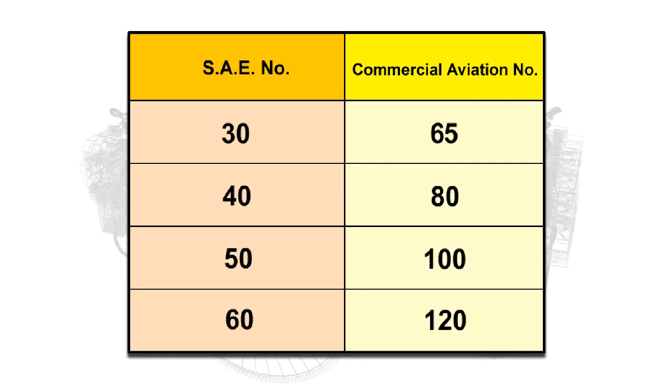There are two standards that are generally employed in aviation to indicate the viscosity of oils. These are the Society of Automotive Engineers, SAE, and the Commercial Aviation grading systems. Both systems use numbers to indicate the viscosity or the grade. The lower the viscosity number, the thinner the oil. From this diagram, it can be seen that the SAE number is generally half that of the commercial aviation system.